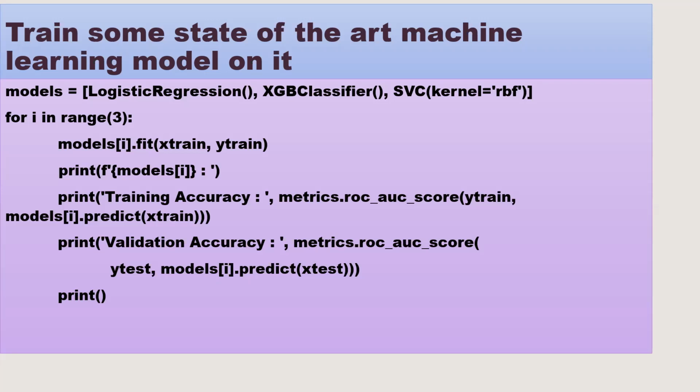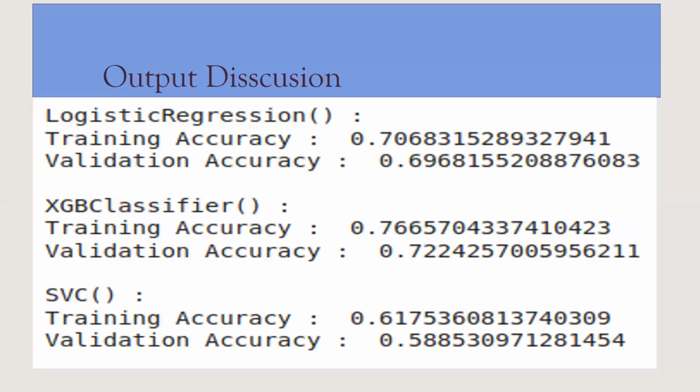So I hope everybody is getting it. So i in range 3, that is 0, 1, 2. Basically it will list 0, which means logistic regression will be checked. Similarly, it will check the XGB classifier and then SVC. Right? So I hope everybody is getting it.